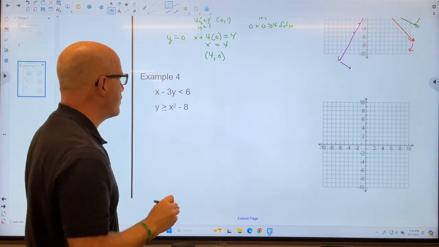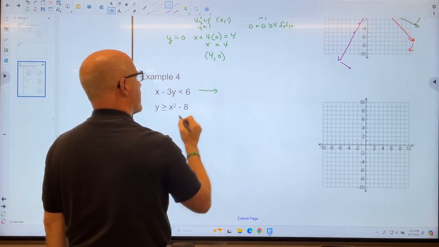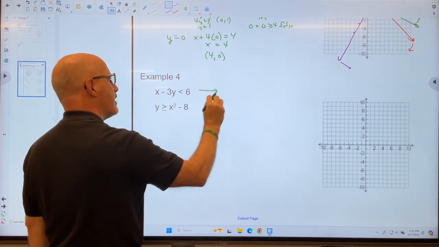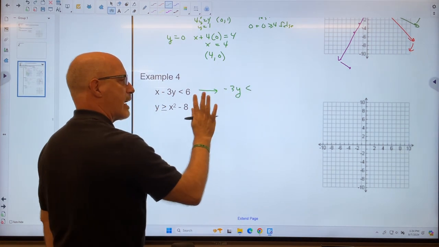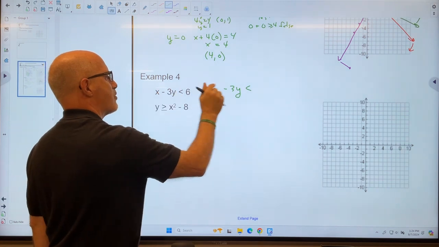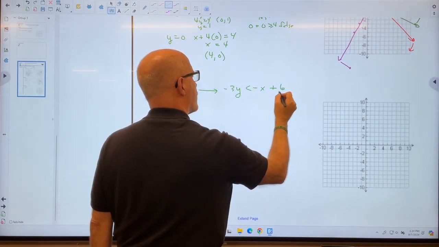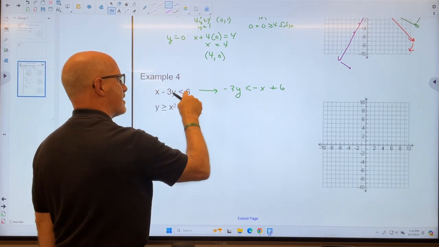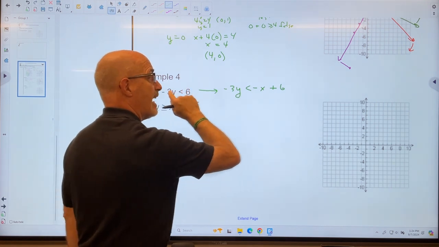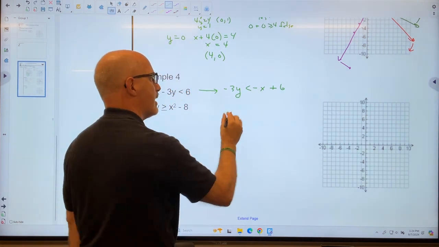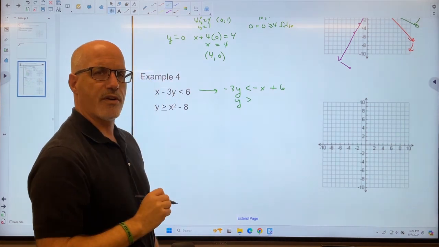I'm going to first, though, do the line. So let's get it into slope-intercept form like we talked about. I'm going to go ahead and subtract x. Subtracting doesn't reverse my inequality. Subtract x, I'm going to put it first before the number. Make sure you put the opposite with the x. The 6 is a positive, it stays positive. Now I'm going to divide everything by -3. Dividing by a negative will flip my inequality over, okay?